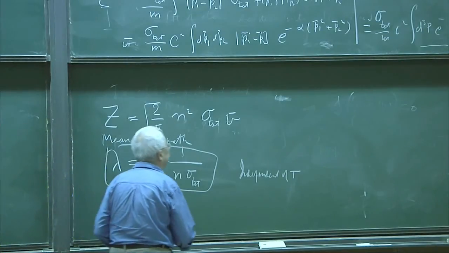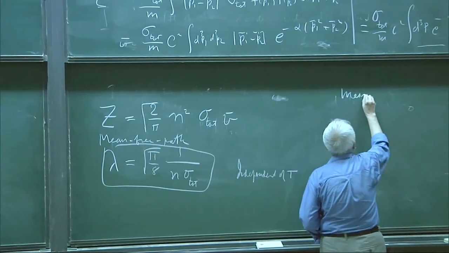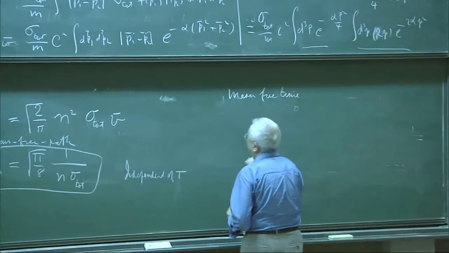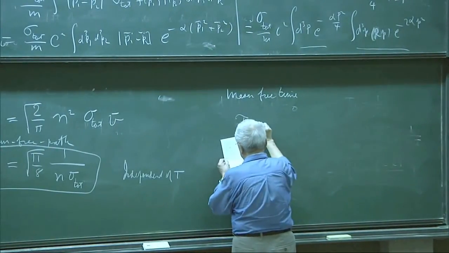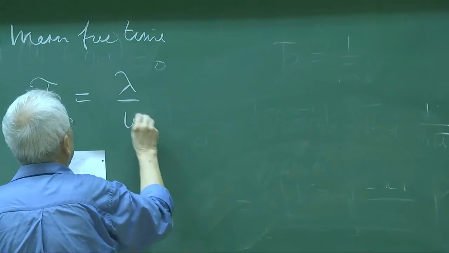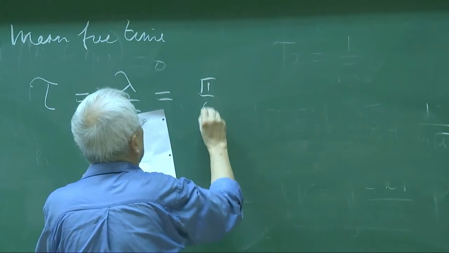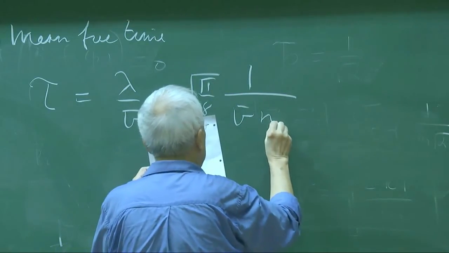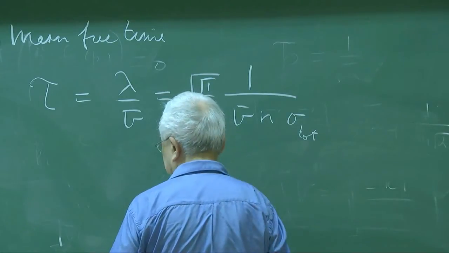You can define a mean free time, which is the average time between collisions, tau. This is just equal to lambda divided by v bar, which then is equal to pi over 8 times the square root, times 1 over v bar n times sigma total. This one does depend on the temperature because v bar does.